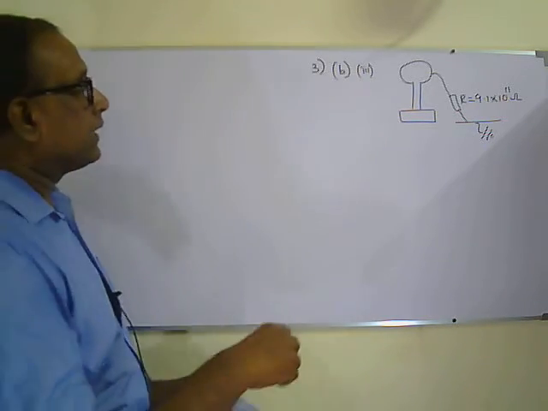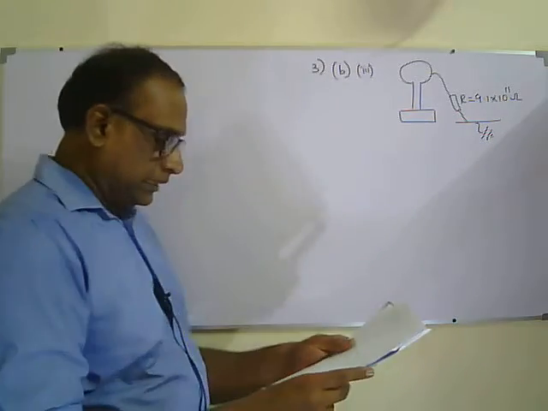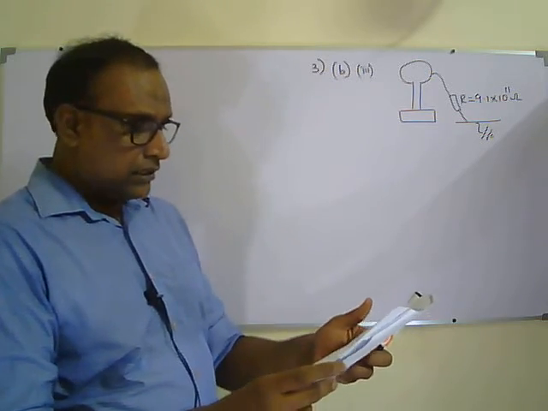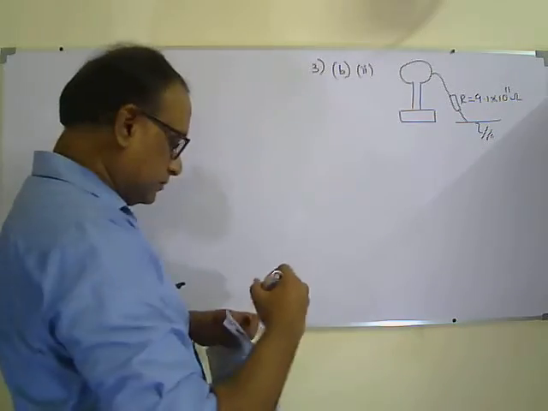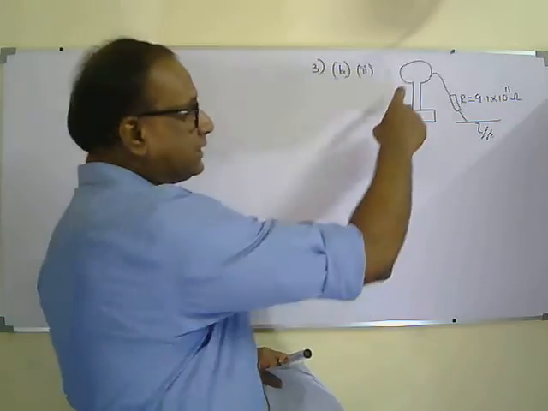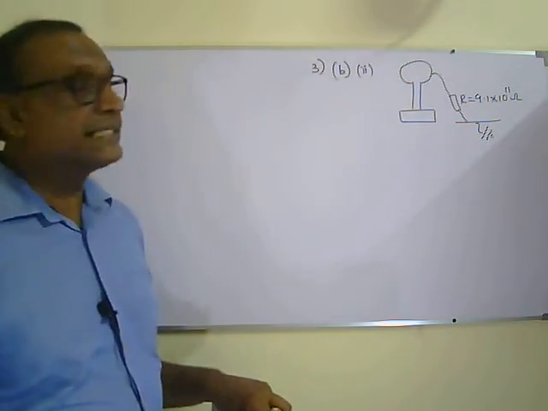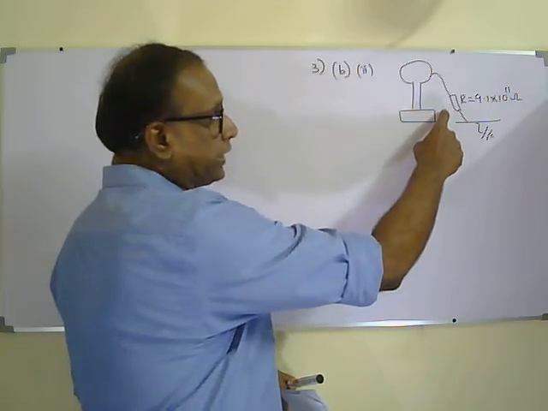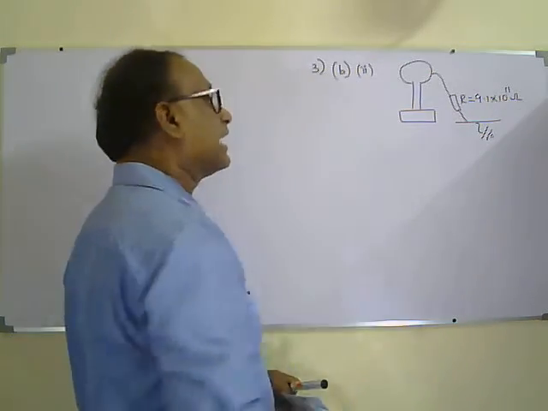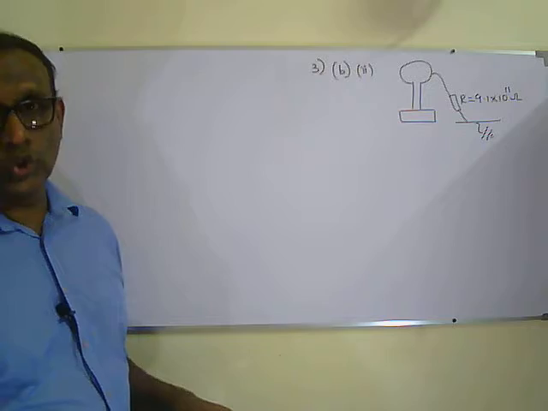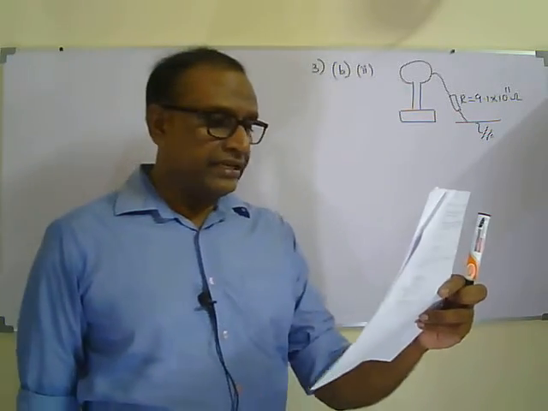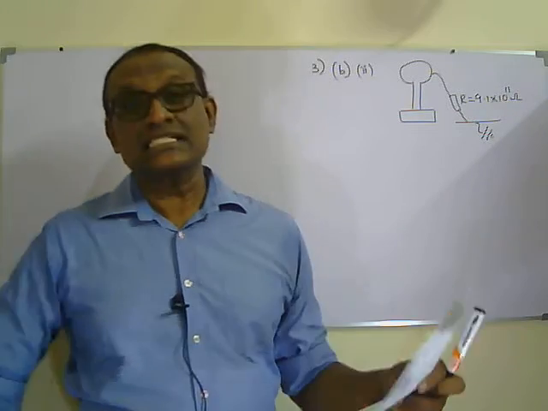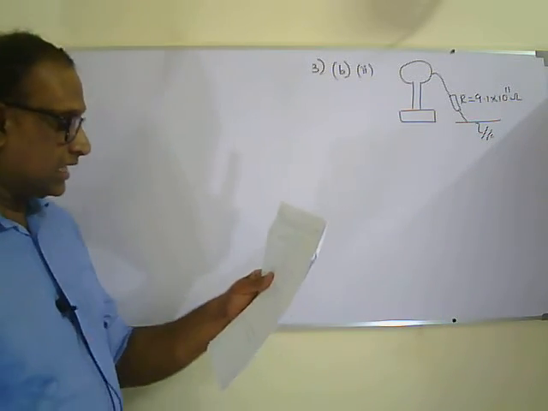Okay, question number 3, part B, second part. They are saying the dome of the Van de Graaff generator is connected to earth through a resistor of resistance 9.1 times 10 to the power 11 ohm. The question is, calculate the time taken for the Van de Graaff generator to lose 70% of its charge.